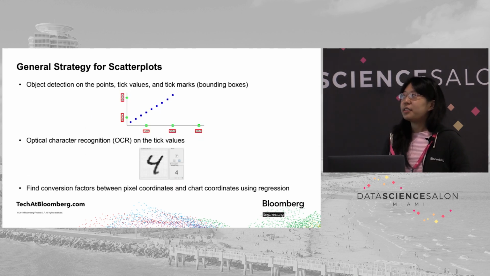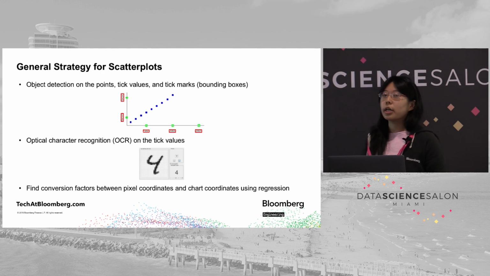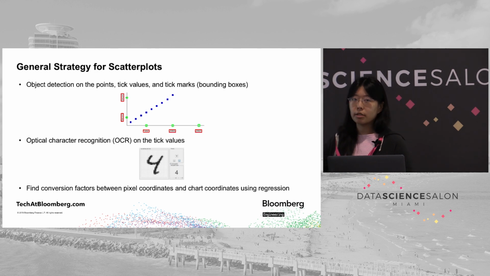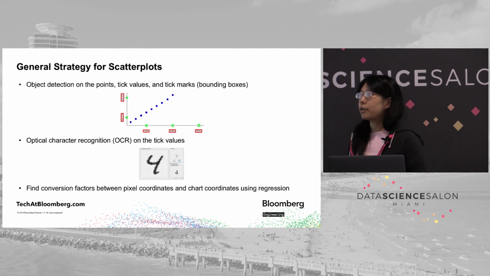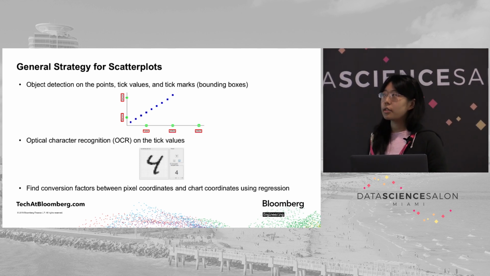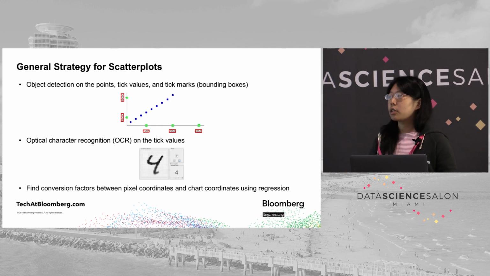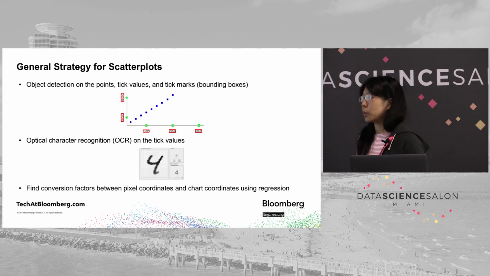A general strategy you may come up with for scatterplots is, first, to do some object detection on your plot. Find the most important objects in your plot, which are the points, bounded by boxes in blue here. We have tick values, in red, and tick marks, in green. After you've identified these objects, you may want to do some OCR, optical character recognition, on the tick values. And finally, find the conversion factors between pixel coordinates and chart coordinates using regression.